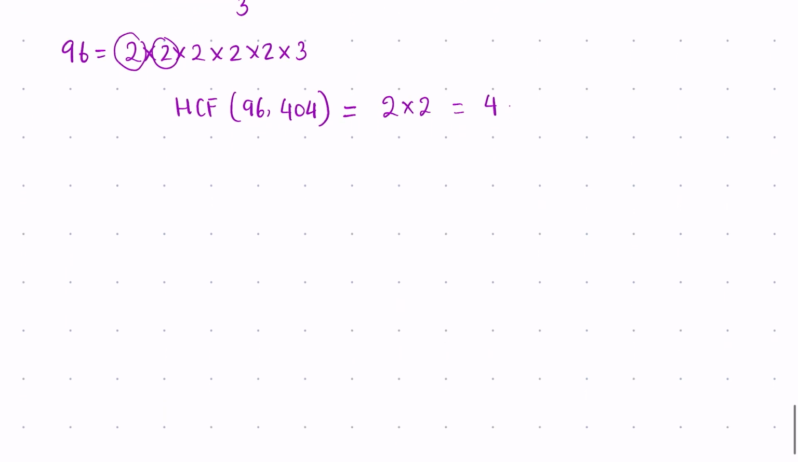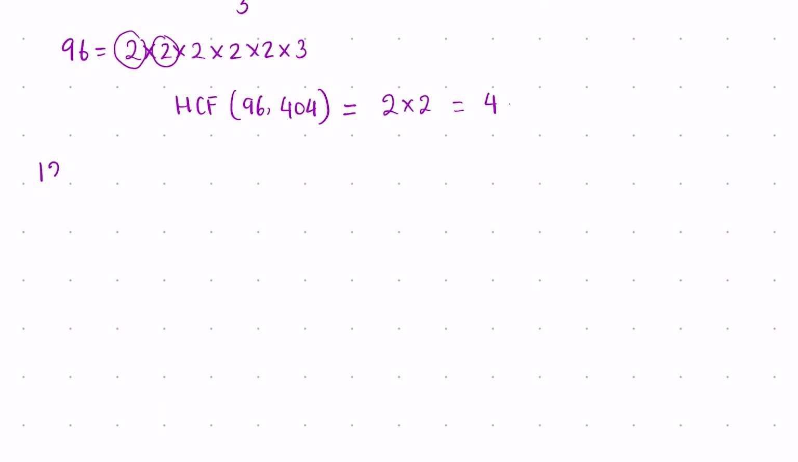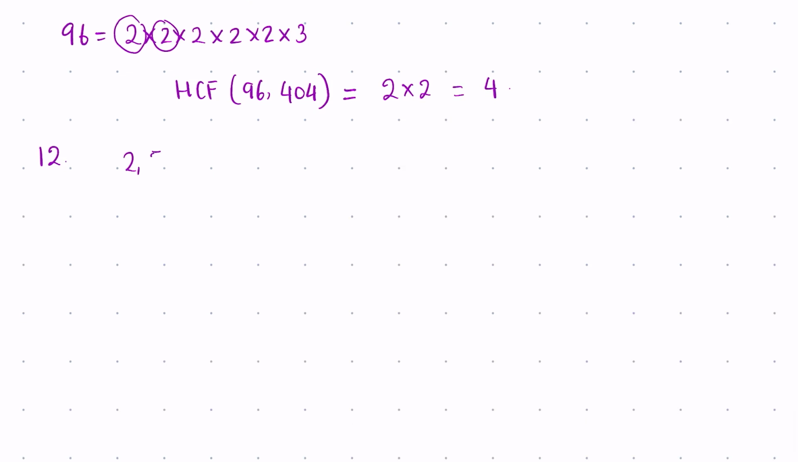Let's move on to question number 12. Interesting question. So find the sum of the first 10 terms of the arithmetic progression 2, 5, 8, and so on. So the AP is 2, 5, 8, and so on. We need to find the sum of the first 10 terms, which is in other terms S10.